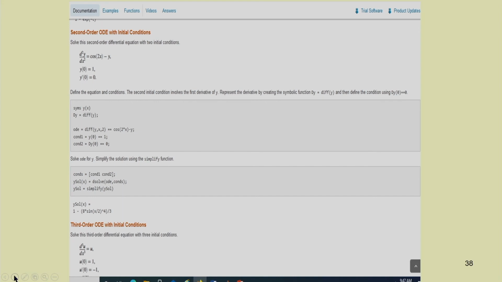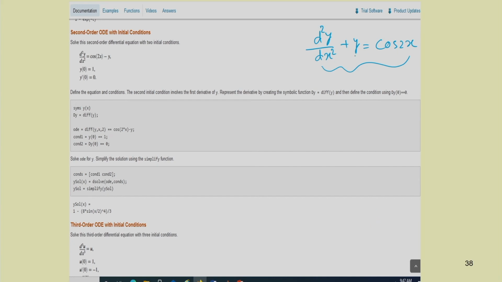Here is another example: d square y by dx square plus y equal to cos 2x. You have seen this equation several times. This is similar to the forced vibration case you have seen, m x double dot plus k x equal to f sin omega t. That solution is already known to you. It will have 2 parts.